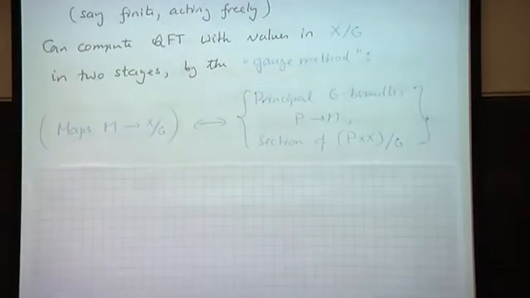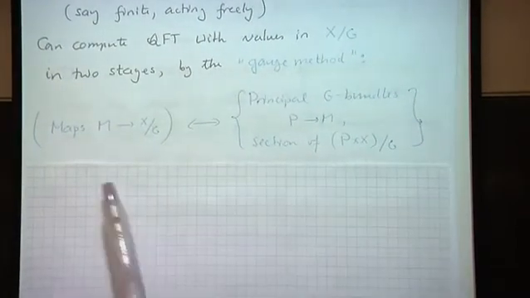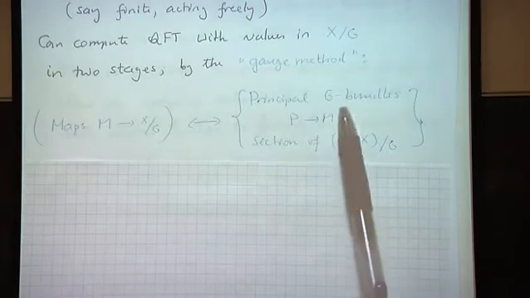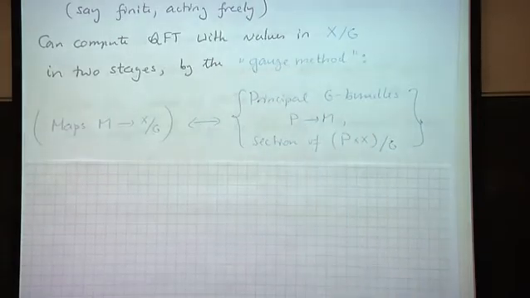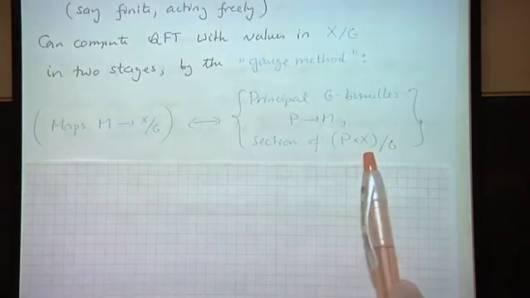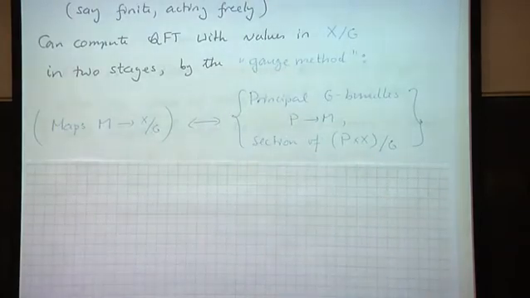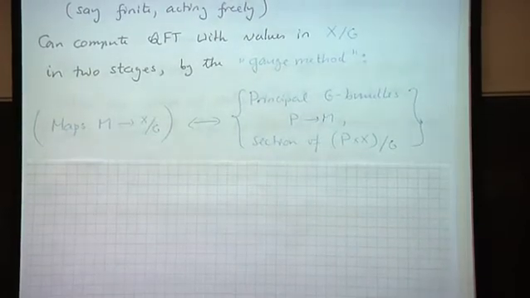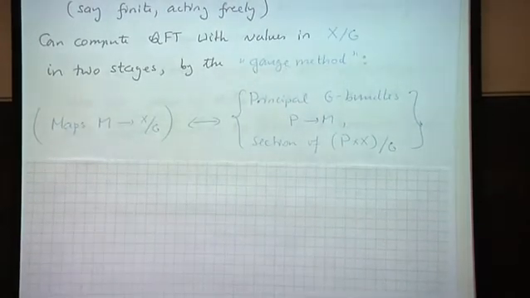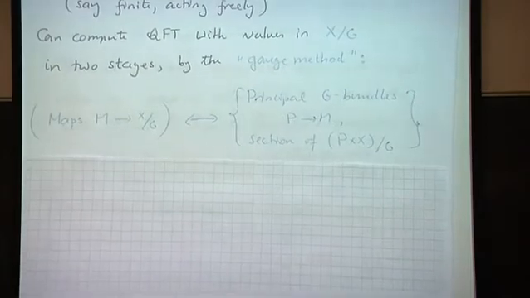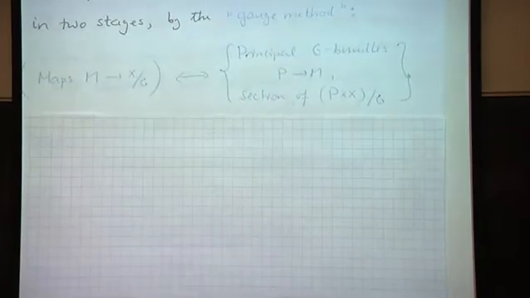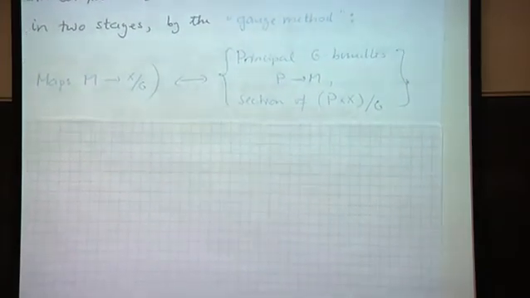And what you do is observe that a map from M to X mod G corresponds exactly to an isomorphism class of principal G bundle on M and a section of the associated bundle with fiber X. So given a principal G bundle, you form the product with X and divide by the G action, you get a fiber bundle with fiber X over M. And then you can take this, that's what replaces the space of functions, the space of sections, and that corresponds to maps to the quotient. So we're trying to do the path integral over this space.